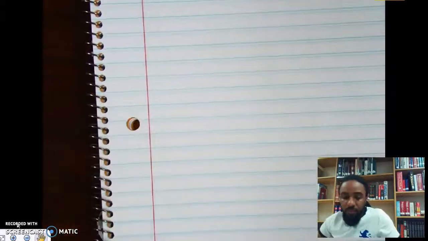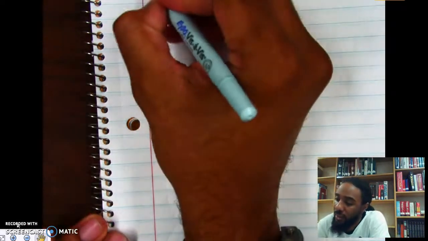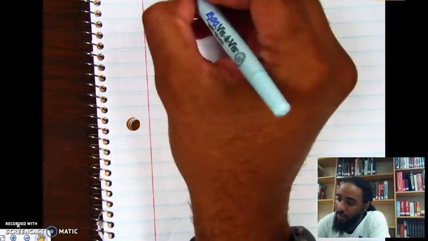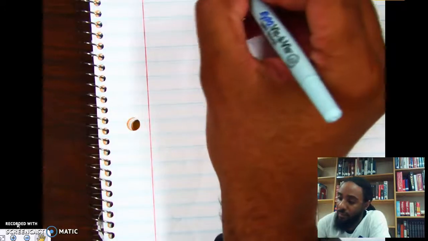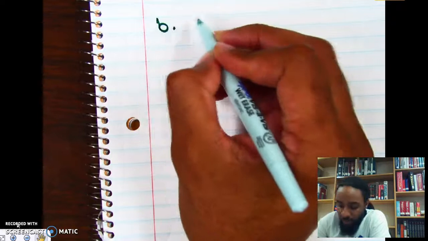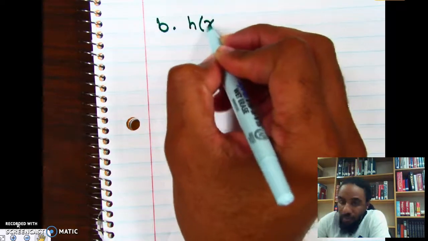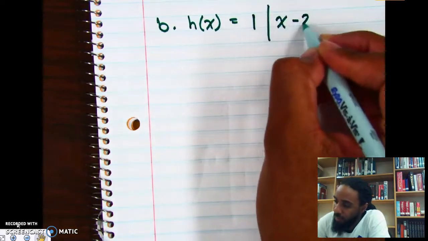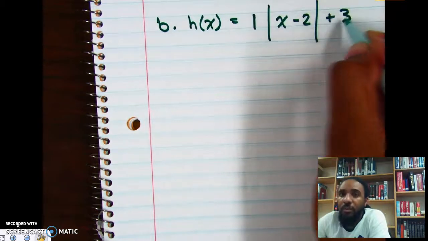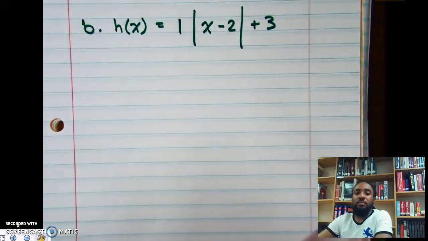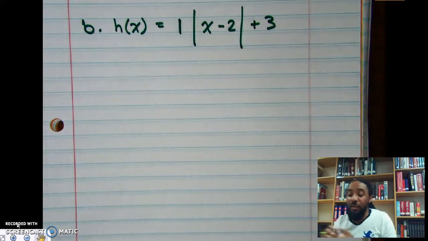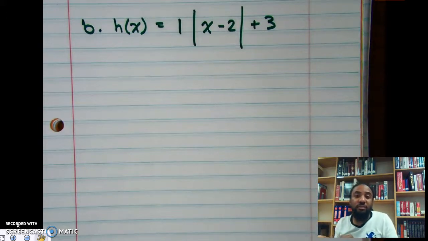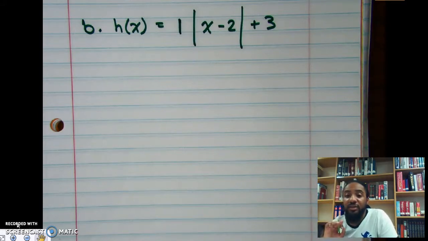B. I like this. Let me do this one in green. Let's bring it down. B. And this is our function here. I threw this in just to see if you can get it and make sense to you, because there should be less stuff in here for you to work on.